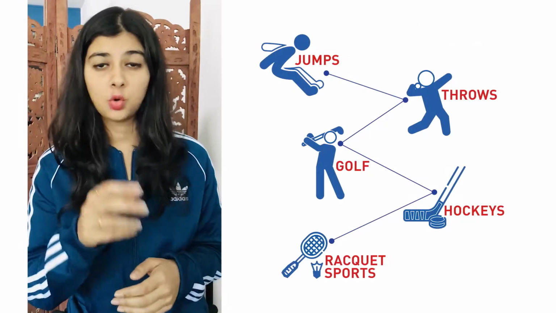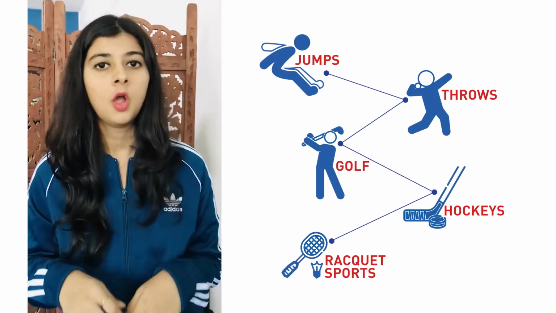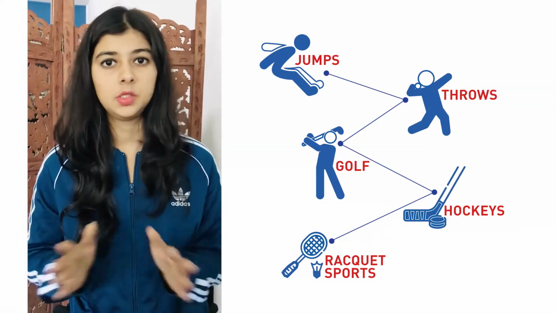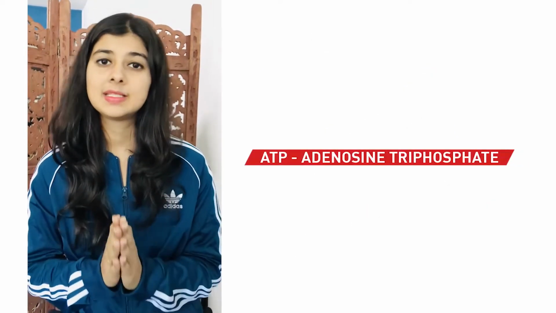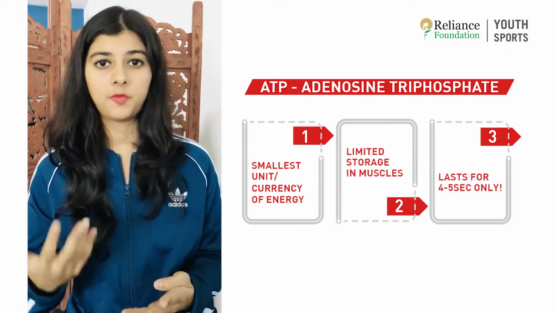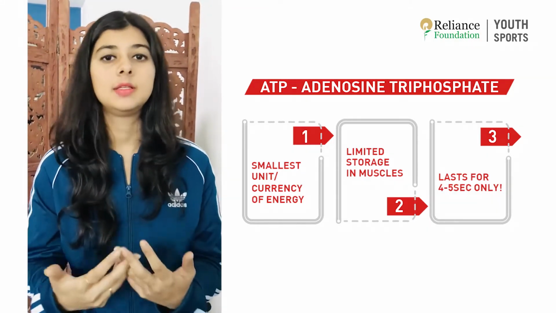The simplest form or the currency of energy is known as ATP or adenosine triphosphate. So all those activities like jumps, like throws, like drag flicks in hockey or swings in golf or a smash in racket sports, all of these activities will use this stored amount of ATP. Now the problem is that this ATP is limited. It can last for only about 4 to 5 odd seconds, and therefore our body has to regenerate this ATP.